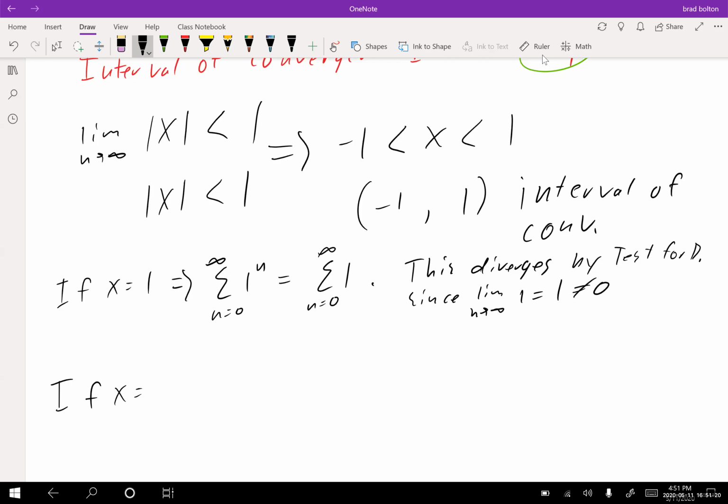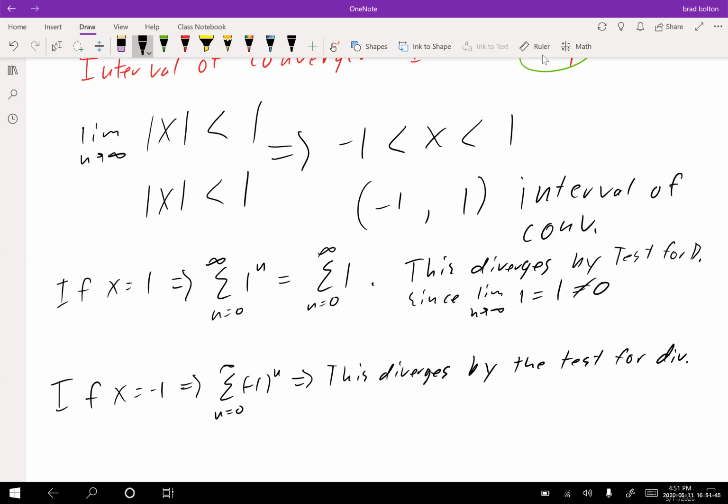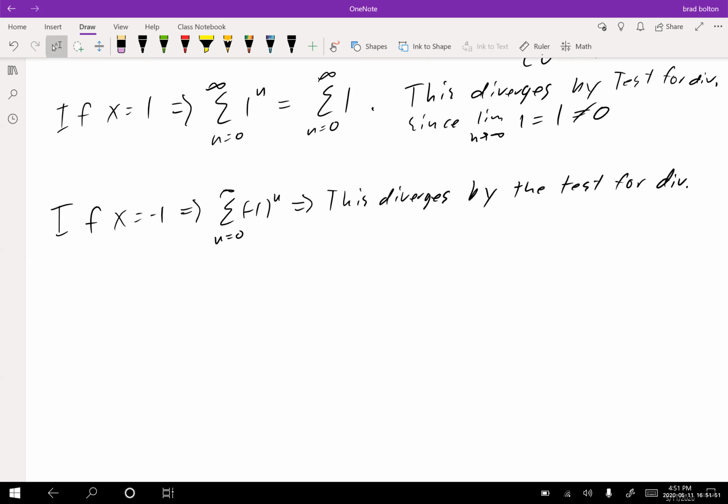If x is equal to -1, we get the summation from n equals 0 to infinity of -1 to the n. But this diverges also by the test for divergence. Okay, because that limit is also not 0. All right. So we can now say definitively that our interval of convergence is from -1 to 1.